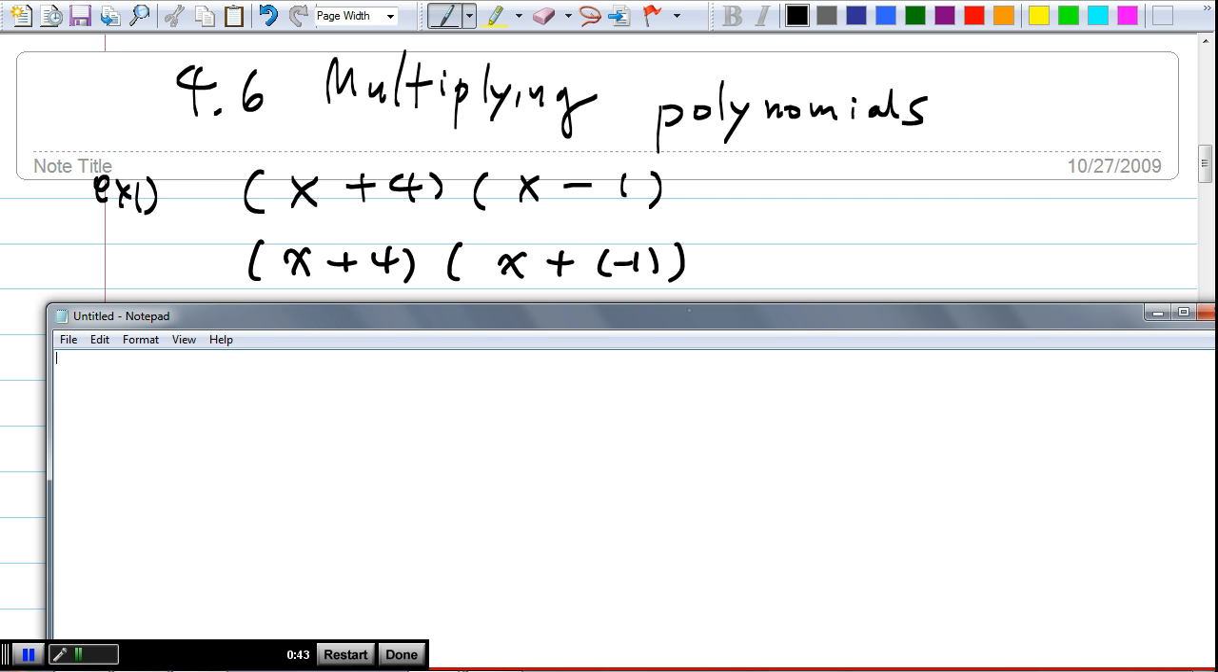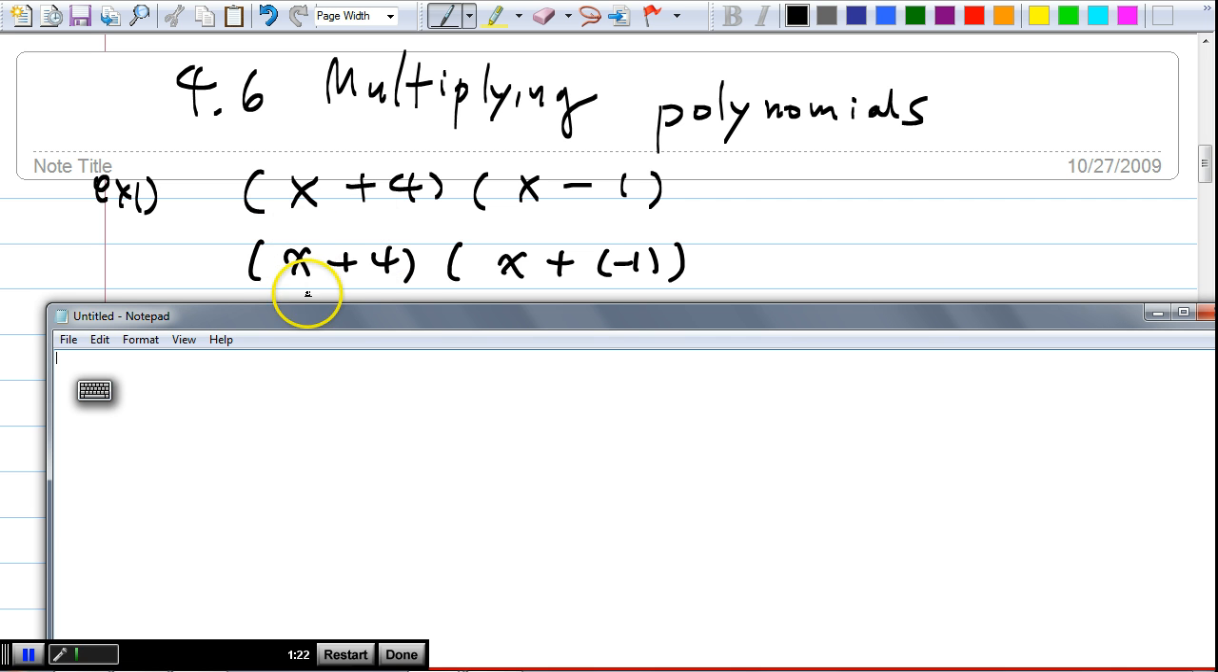Then, of course, how do we multiply binomial times binomial? It's very similar to what we did yesterday, last time. That's right, I distribute the x just like last time, x times x plus negative 1. Then, am I done with that? No. You just need the positive 4. Then, because there are two terms, you do the same thing with positive 4. Does that make sense? So it's the same idea as last time, except now you have to distribute two terms instead of just one term, like monomial versus binomial.